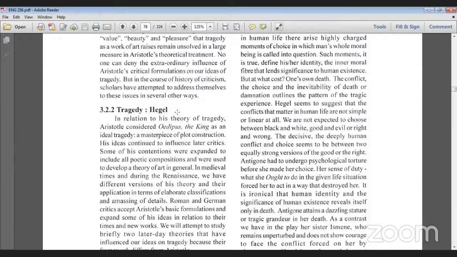In relation to this theory of tragedy, Aristotle considered Oedipus the King an ideal tragedy, a masterpiece. Meaning, we say it is a masterpiece because of its plot construction. His idea continued to influence later critics. Some of the concentration was expanded to include all poetic compositions.